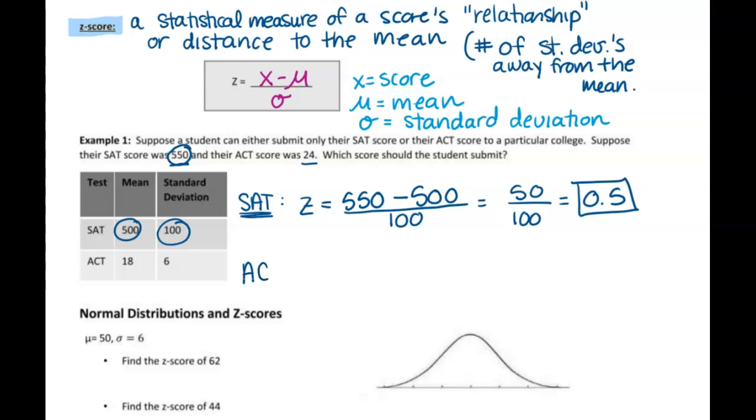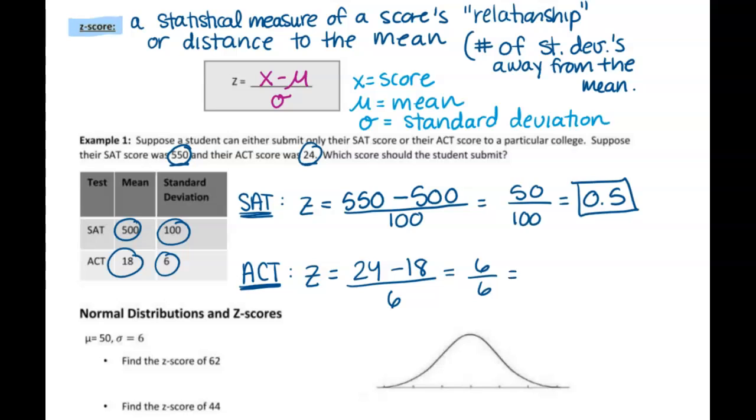For the ACT, the z-score was the score the person got, which was 24, minus our mean of 18, all over our standard deviation of 6. So this is 6 over 6, which is 1.0. Since these are positive z-scores, that means they're above the mean.